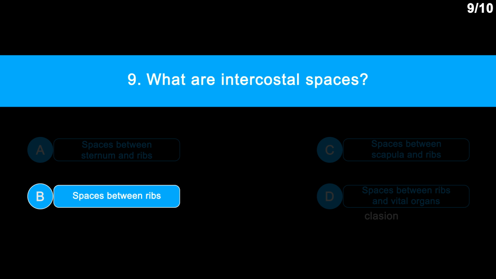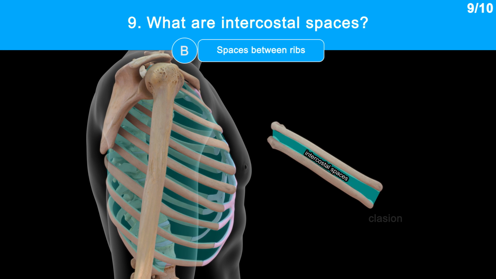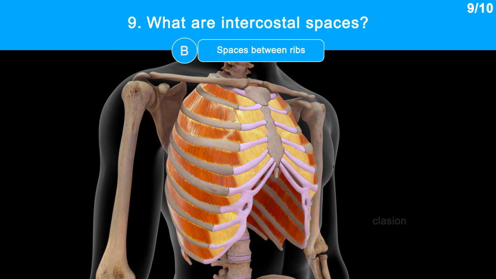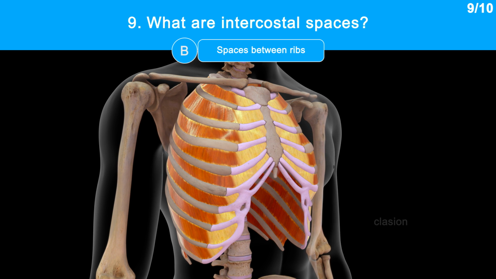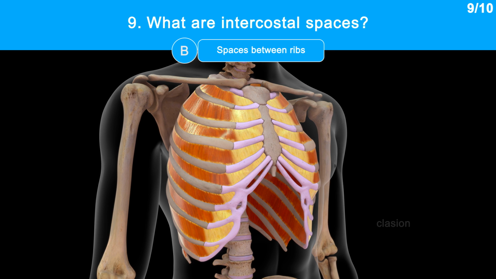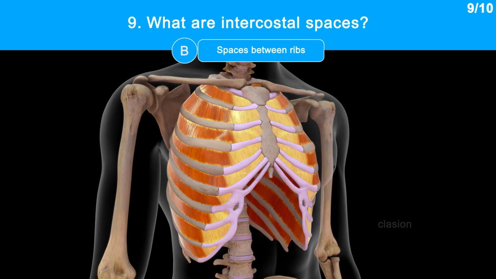The correct answer is option B, spaces between ribs. Spaces between ribs are called intercostal spaces and are largely occupied by intercostal muscles, which, in association with other muscles of the thorax, move the ribs during breathing.